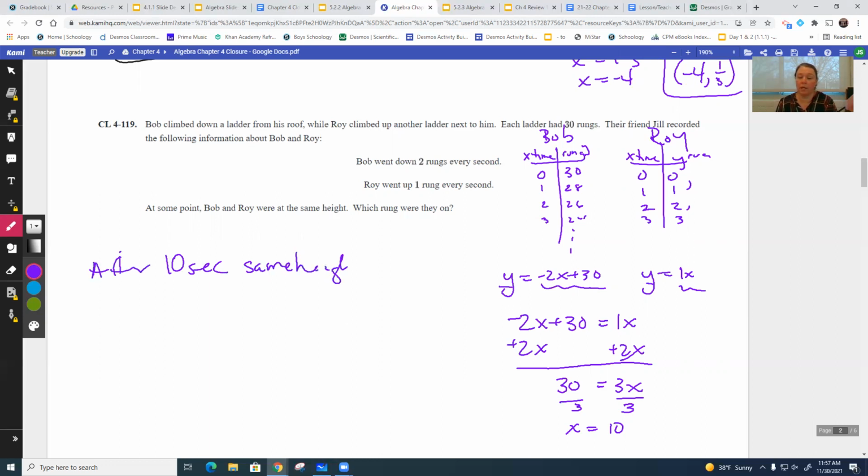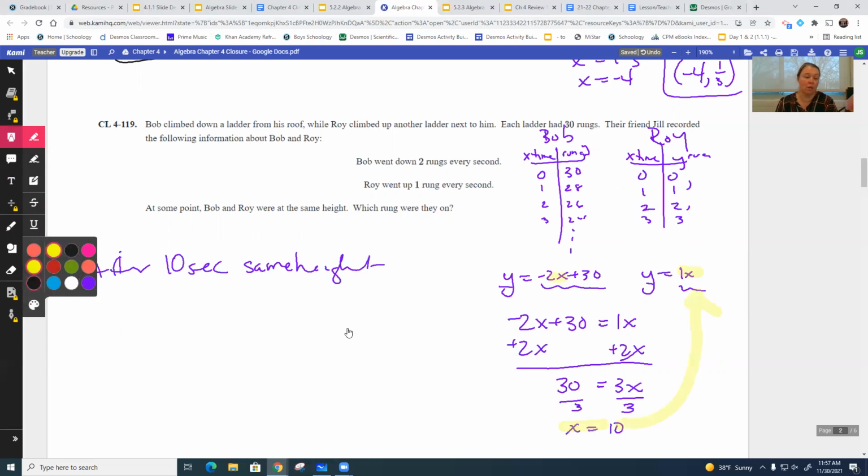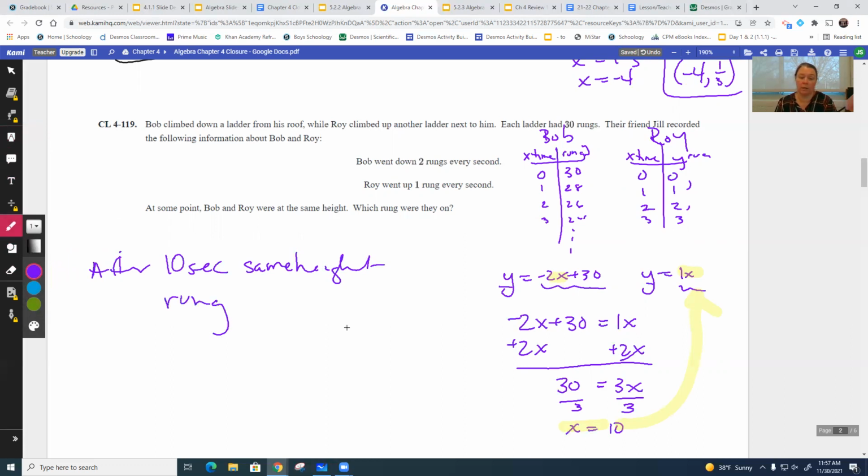And to figure out what that height is, I can put this 10 into either equation. So I could put it here or I could put it here. Well, this is just x equals y, right? They're at the same height, which is rung 10.